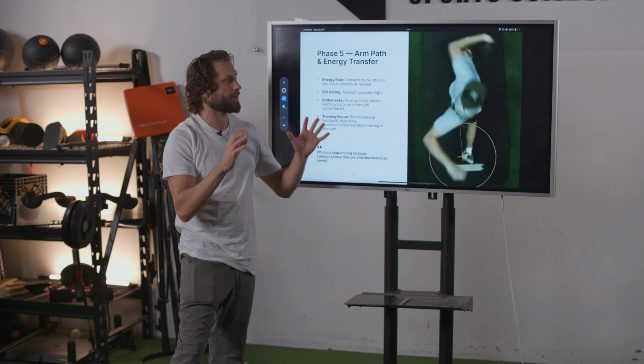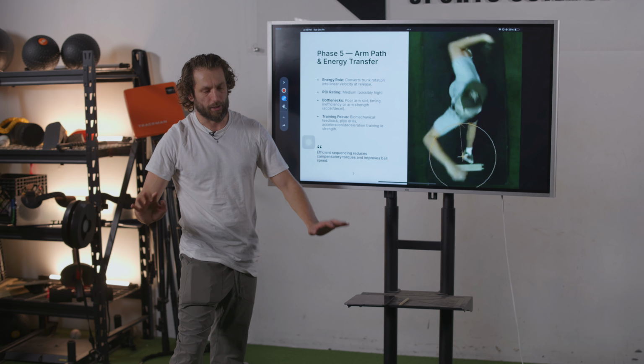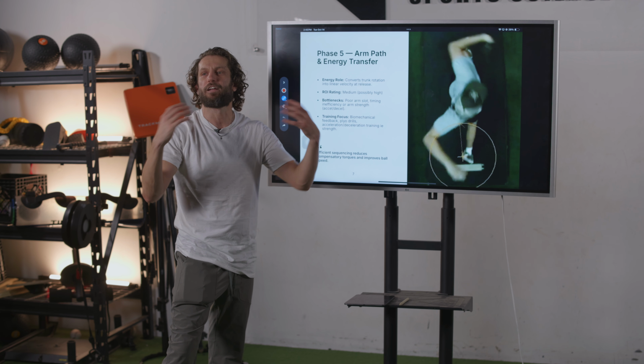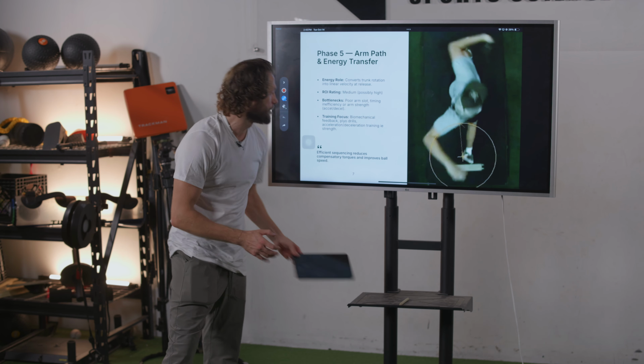So the arm is very important. It becomes basically the funnel that releases the energy that you've built through the ground, the hips, the trunk, and then finally out to the arm. But it's not the main emphasis of your training in terms of ROI unless you have a very late arm action. Okay, next point.